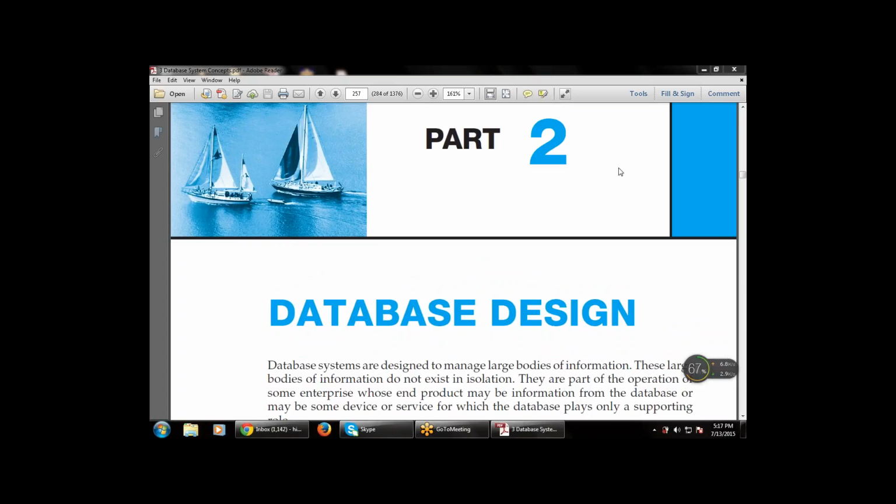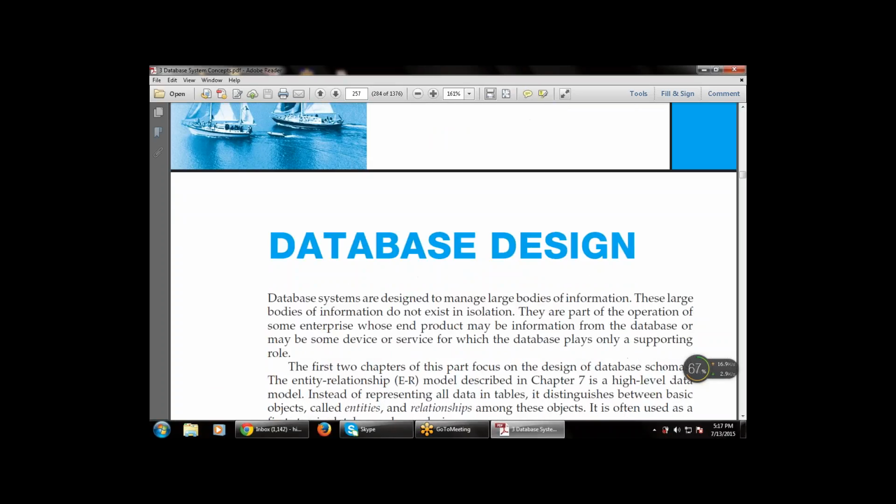So let's start with part number 2, that is the database design. We have finished part 1, which is the basics, or the introduction to the database. Now next is the database design, that is part 2. This is just a designing process, or we can say a pictorial process, by which we can design the database, by which we can represent the database. So that is database design.